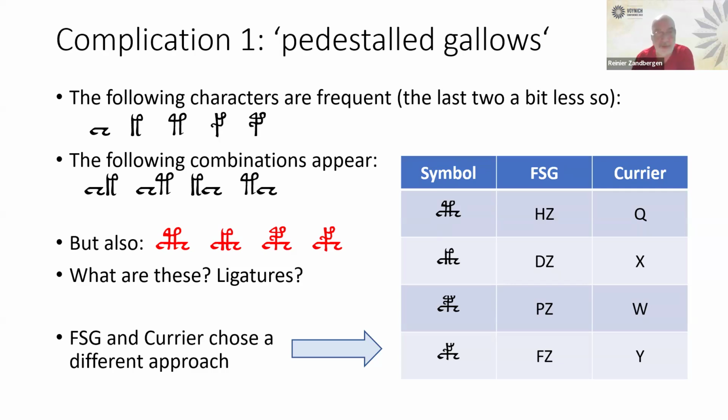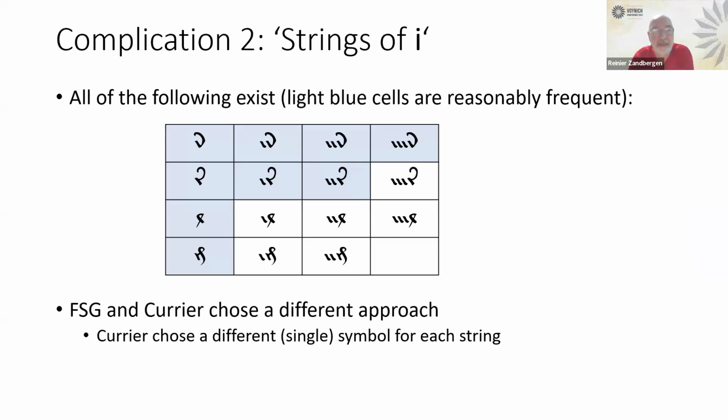So they had a different approach for this. Another complication is what we may call strings of I. So there are these little I-shaped characters, and these may precede 4 other symbols. And we see in this little table here how the 4 characters on the left can be preceded by 1 to 3 I shapes. And these are characters of which the ones in light blue appear frequently in the text.